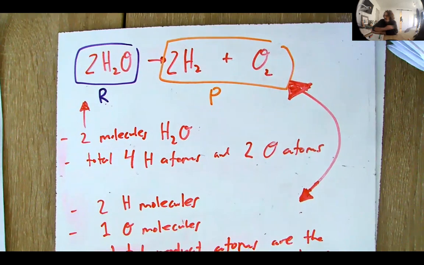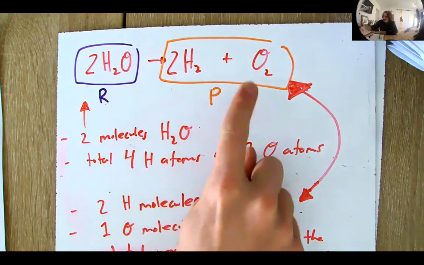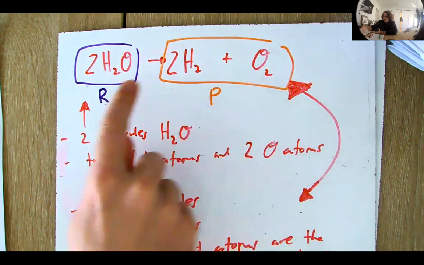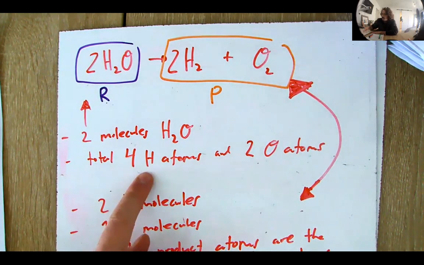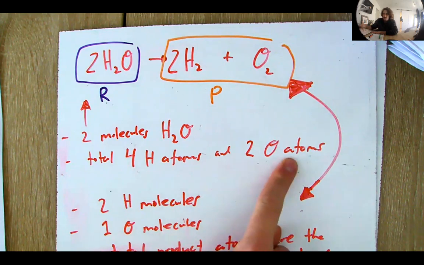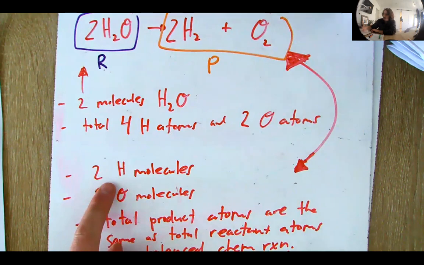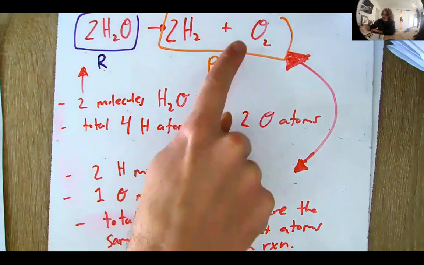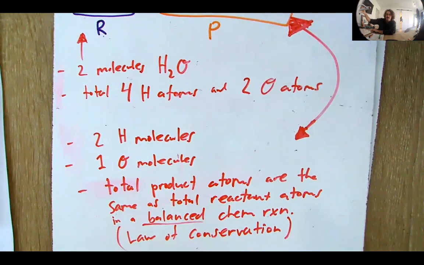Okay, here are the answers. These two molecules of water are the reactants, and these hydrogen and oxygen molecules are the products because of their location in the chemical reaction. Right here we have two molecules of water, which have a total of 4 hydrogen atoms and 2 oxygen atoms. And then on the product side, we have a total of 2 hydrogen molecules and 1 oxygen molecule. The total product atoms are going to be the same as the total reactant atoms in a balanced chemical reaction, and that's because of the law of conservation.